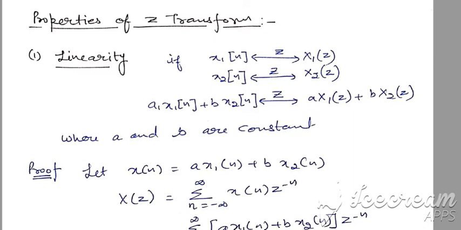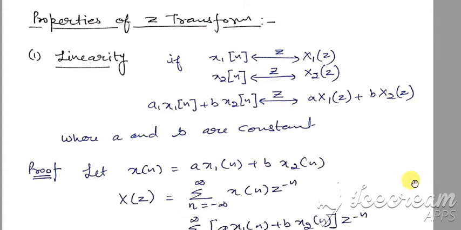Here we can see if the Z transform of x1(n) is equal to X1(z) and the Z transform of x2(n) is X2(z), then the linearity property says that the Z transform of a x1(n) plus b x2(n) will be equal to a X1(z) plus b X2(z), where a and b are constants.